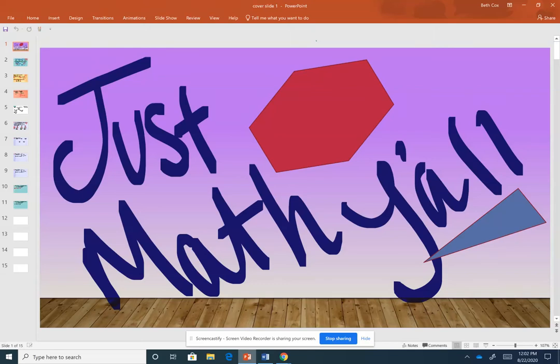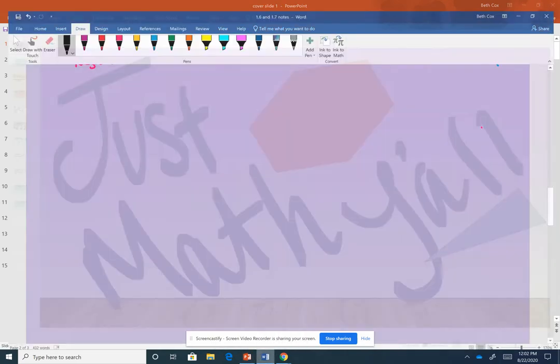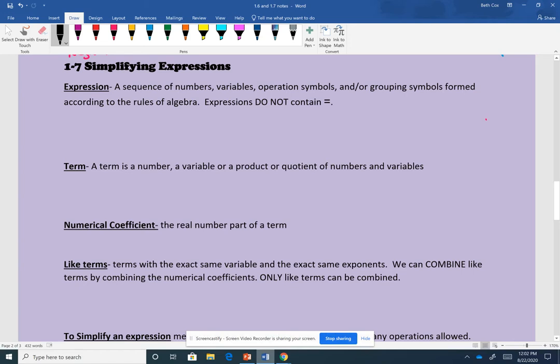Okay, we are in 1.7, simplifying expressions. Now, this is the most important section. I can't say it enough. Here we go. It's just math, y'all. Let's jump into it.